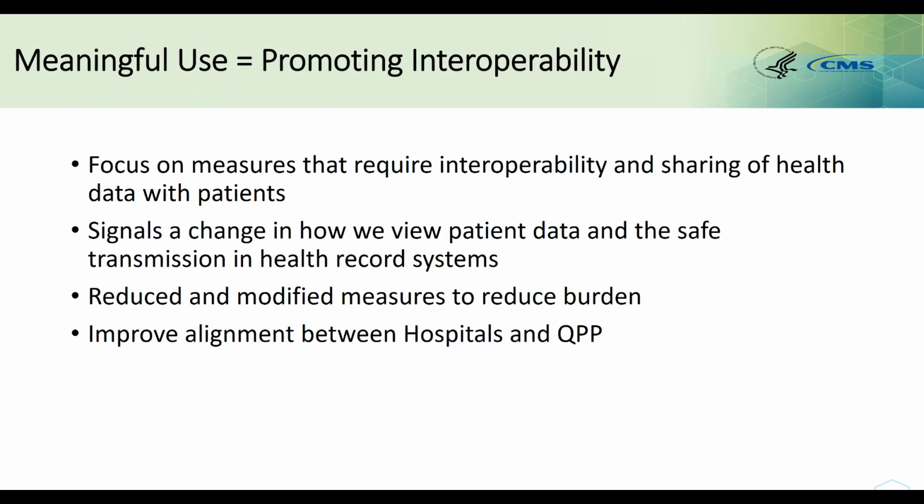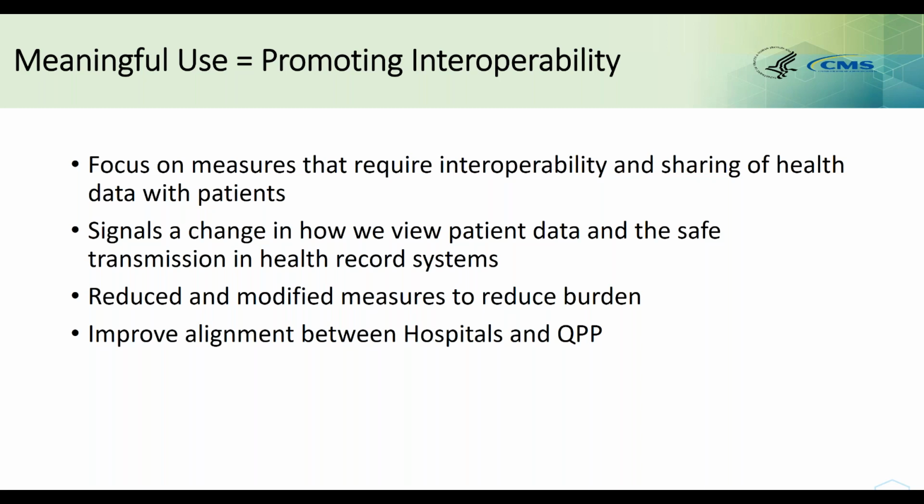Just quickly about promoting interoperability. So really focused on having all measures in the program be ones that require interoperability in some fashion, and a strong emphasis on sharing of health data with patients. So this really signaled a change in how we view patient data, as well as the safe transmission of health record systems. So we require that hospitals undertake a security risk analysis. If they don't do that, then they actually would fail the program. So that's kind of a gateway measure. They have to do that.